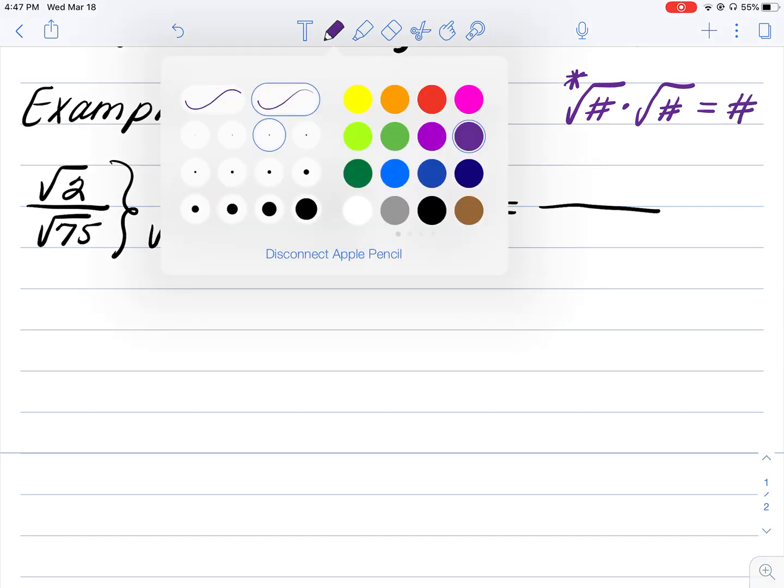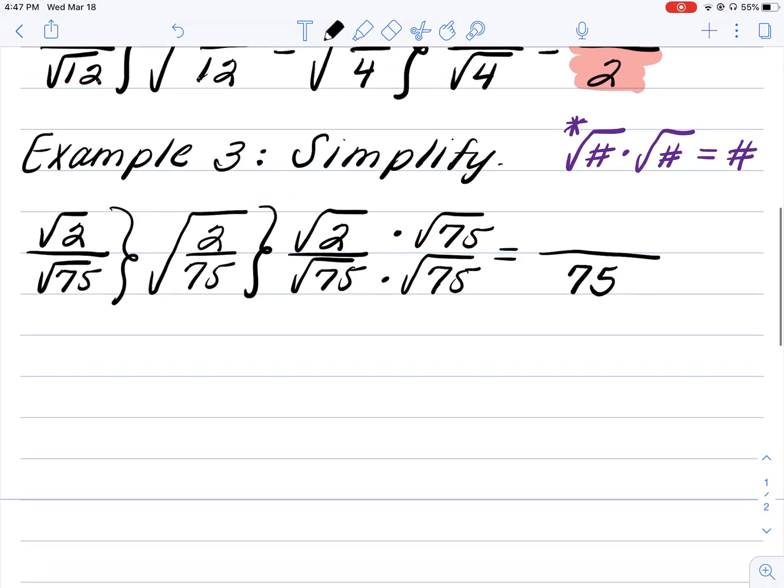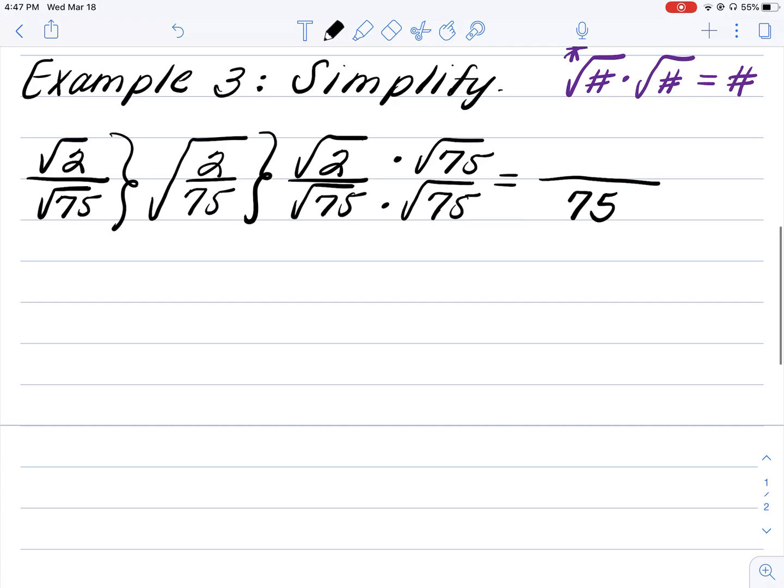Why is this good news? Well, you maybe don't want to do the square root of 75 times the square root of 75. But because they're the same number, you know this is going to be 75. So that's something to look forward to, okay? Now back up here, these are not the same numbers, so those I really do got to multiply. And 2 times the square root of 75 is the square root of 150.